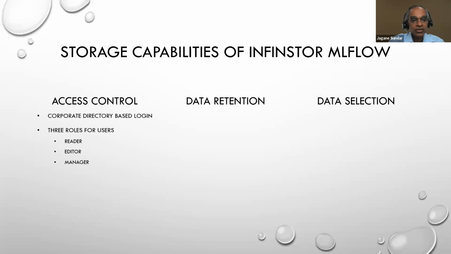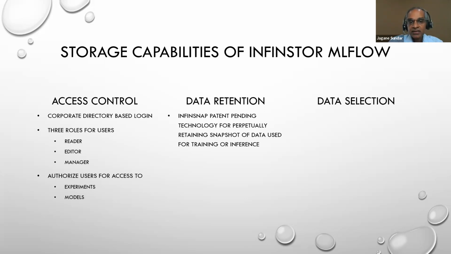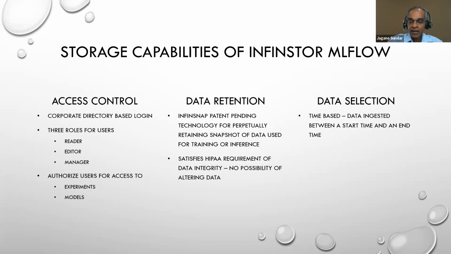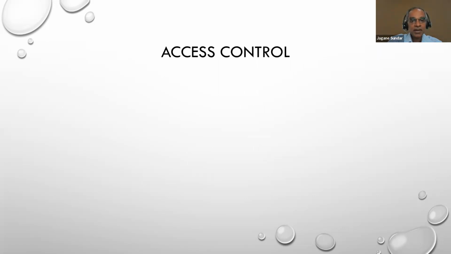There are 3 roles for users: readers, editors, and managers. We'll go into more detail on that. And you have to authorize users for access to experiments and models. Data retention is accomplished by means of InfinSnap technology. We'll go into some detail on that. And the HIPAA requirements of data integrity, that's no possibility of altering or deleting data, is accomplished with InfinSnap. Data selection is another capability that we'll talk about, and we have the ability to do data selection by time or metadata, both of which are very useful for AI pipelines.